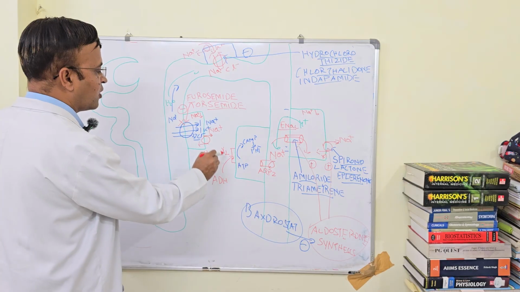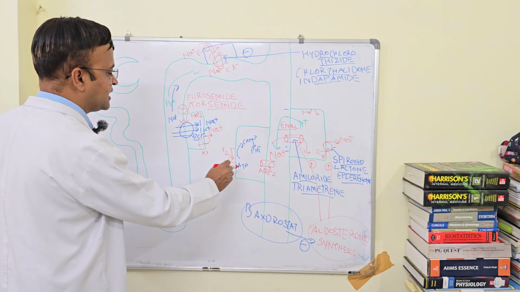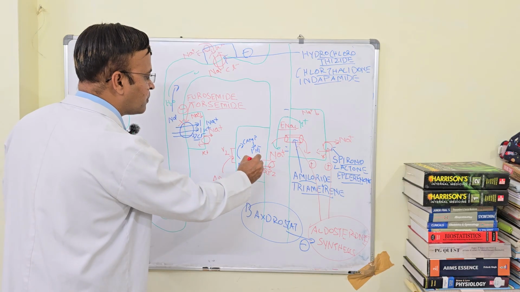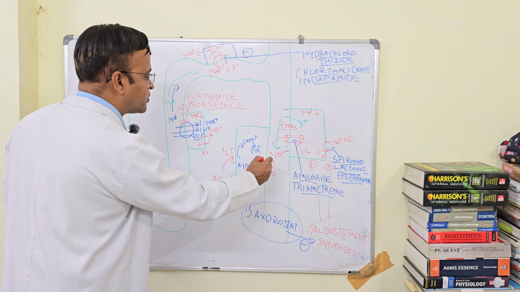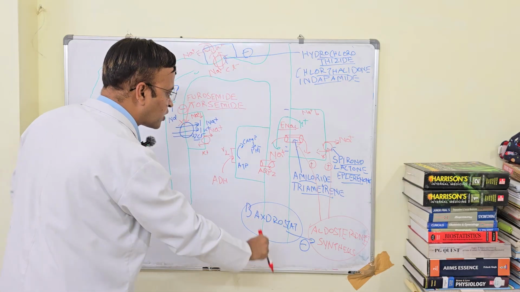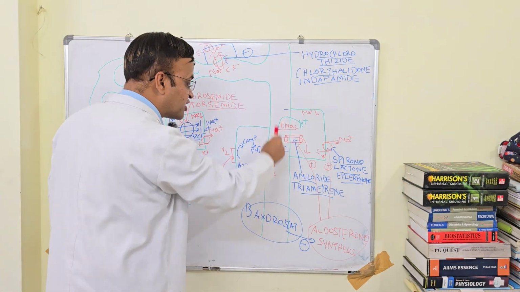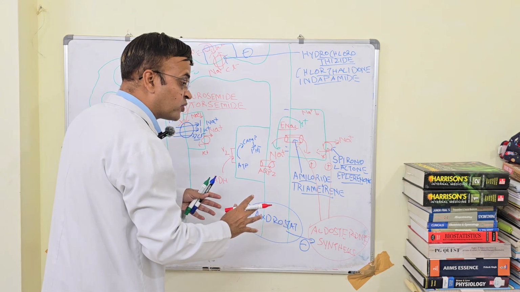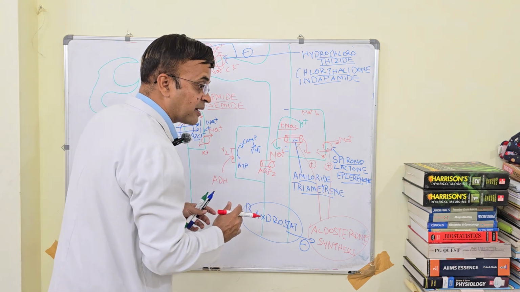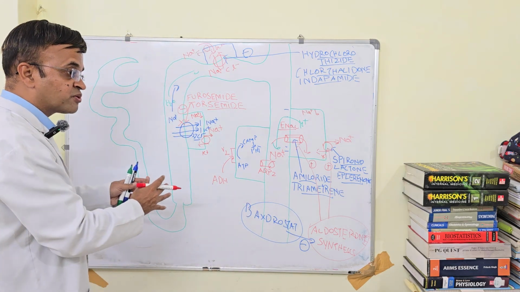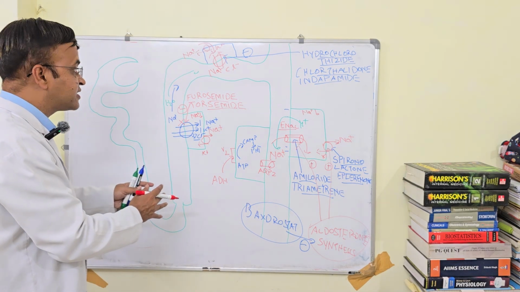So if somehow you block the action of ADH, cyclic AMP level will fall, protein kinase level will fall, and aquaporin 2 won't be recruited. So water won't be reabsorbed, water will be excreted out. But in this case, what we would say, water diuresis will happen, right? If you know, there are two kinds of diuresis, osmotic diuresis and water diuresis.